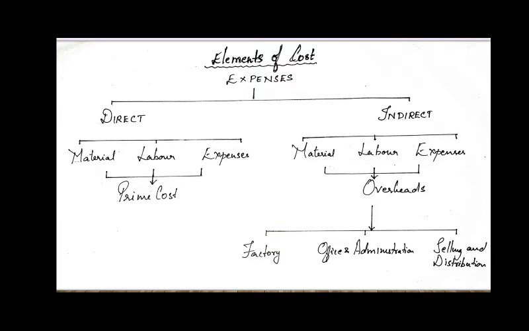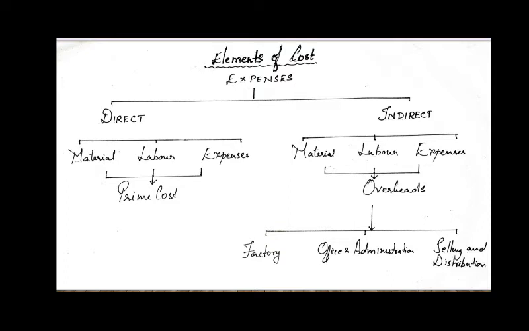So overheads are again divided into three, that is factory overhead, office and administration overhead, selling and distribution overhead. Factory overhead is related to the production of the factory. All indirect materials, indirect labor and indirect expenses come under factory overheads, like wages, lighting and heating, tax, insurance of factory, then factory rent and rates. All of it comes under factory overhead.